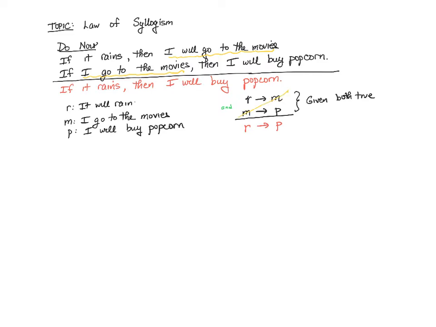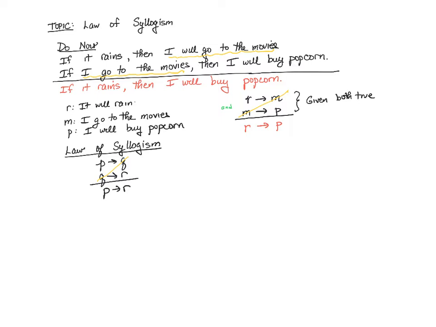All right, so let's write the law of syllogism out in terms of P and Q. The law of syllogism is very hard to state in words. It's easier with symbols. If P then Q and if Q then R, then we can say if P then R.